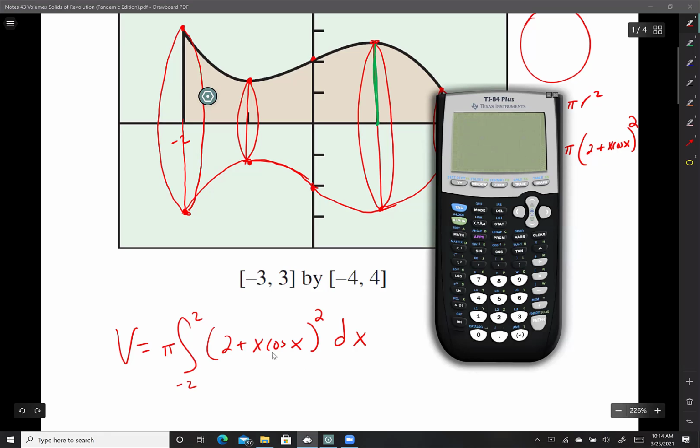And I always freak out when I have cosine and sine and I'm squaring stuff. So I'm just going to type it into y1 to make life easy for me. 2 plus x cosine x. So there it is on y1. And then I come to the home screen and I put pi, math 9, -2 to 2. And then I'm going to type in alpha trace y1. And then I just square it. Enter, squared, x. And there it is, guys.